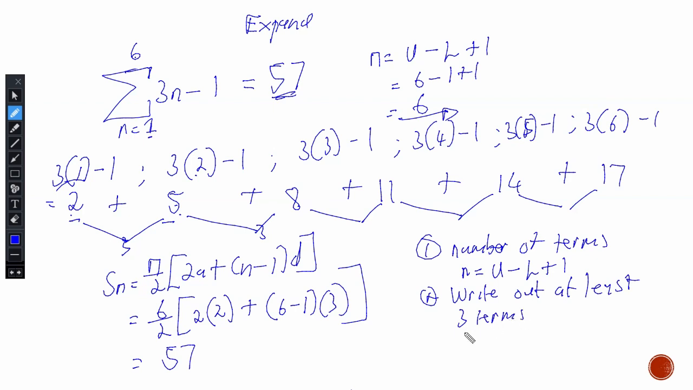So write out at least 3 terms. Now, the benefit of writing out at least 3 terms is to actually find out whether the pattern is arithmetic or geometric. At times you can find that it is quadratic, right? Then after you have written that out and found out if it's arithmetic or geometric, you need to calculate the sum. You need to calculate the sum.